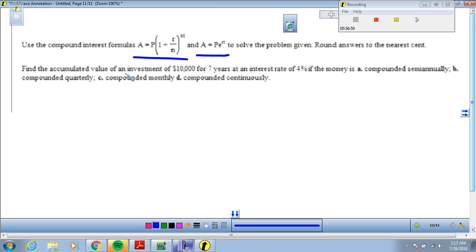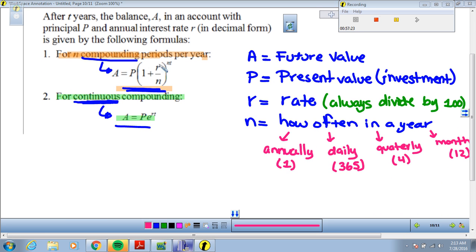Find the accumulated value of an investment. Let's underline the important things. So the investment. Find accumulated value. This is the question. You're going to find the accumulated value of an investment of $10,000 for 7 years. This would be your time. Oh, and I forgot on the previous slide, the T, it almost doesn't look like a T, but T represents time elapsed.